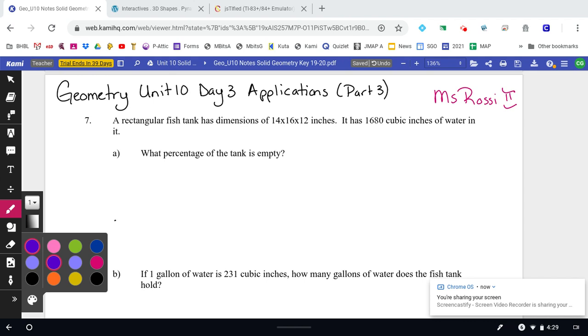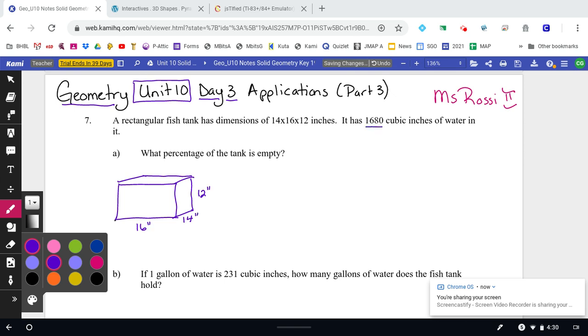Everyone. Today in geometry, we're going to continue talking about our Unit 10, Day 3 application notes. So we're on question 7. A rectangular fish tank has dimensions. Let's draw our fish tank here. My dimensions are 14 by 16 by 12, or 16 by 14 by 12, and those are all in inches.